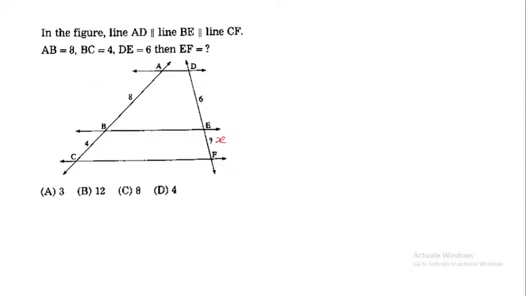Now here we have to use the property of intercepts made by two transversals on three parallel lines. Here AD, BE and CF are the parallel lines, and AC and DF are their transversals. The intercepts made by transversal AC are AB and BC. So the ratio AB divided by BC must be equal to the intercepts made by the three parallel lines on the second transversal, that is DE and EF. So that should be equal to DE divided by EF. So this is the property.